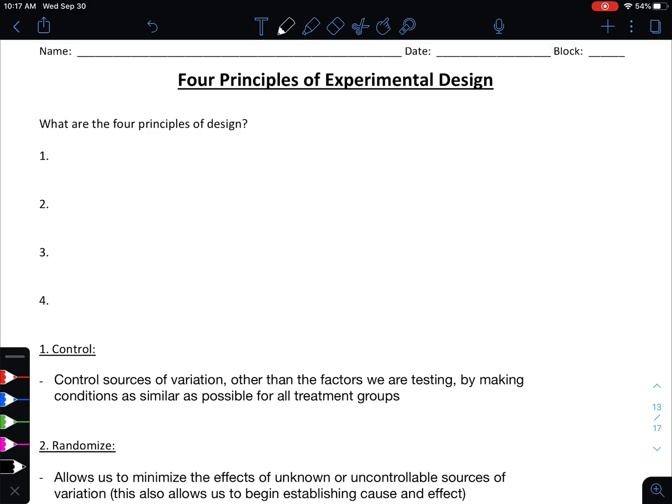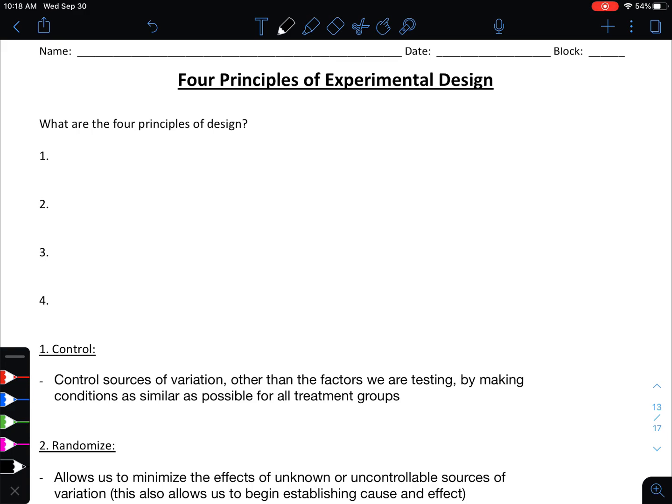All right, in today's video lesson, we're going to be talking about what are called the 4 principles of experimental design. Let me set the stage for what we're talking about today. Most of what we've talked about so far has been about observational studies. We've been talking about all the different sampling techniques you can do, whether it's a simple random sample or a cluster or a stratified sample.